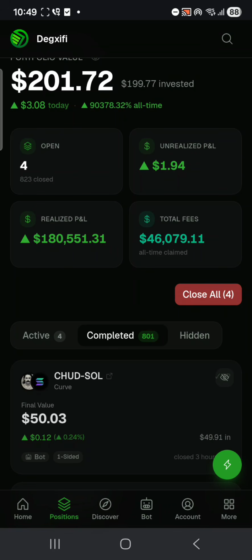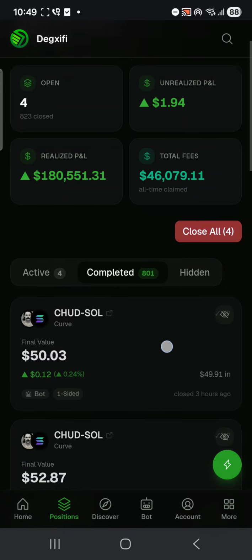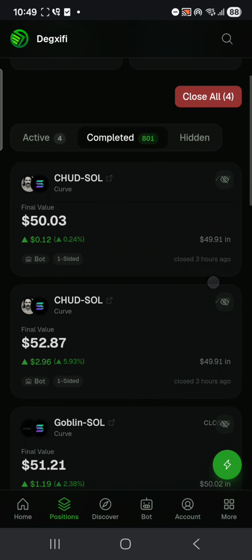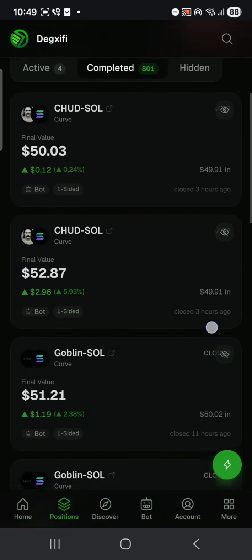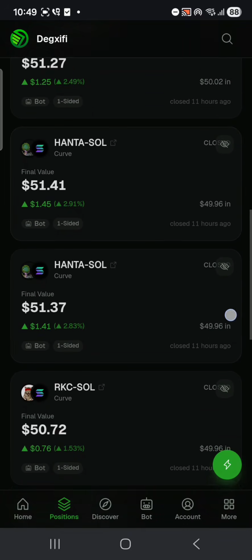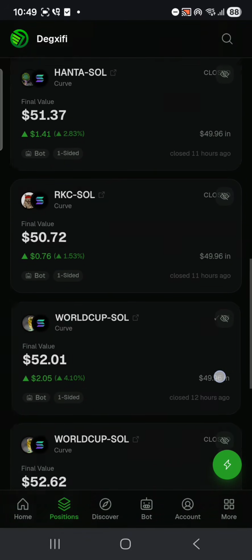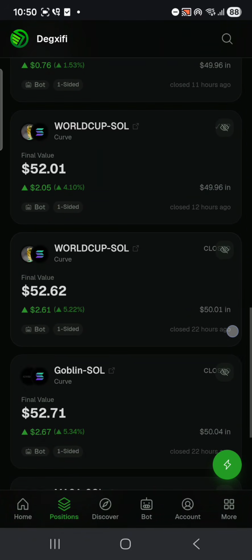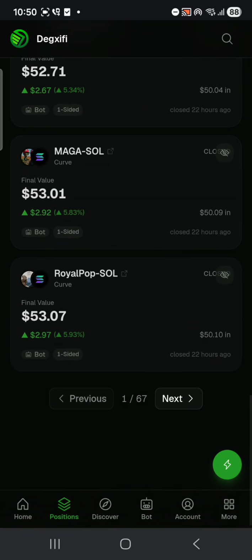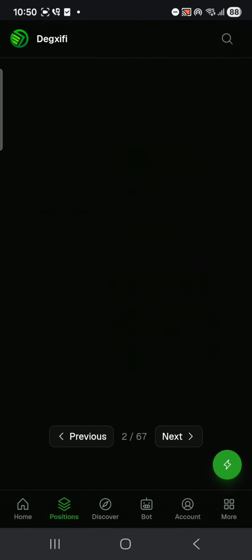And if I click on completed positions, as you can see here, this particular one I closed myself yesterday night. Okay, 3 hours ago, I think I closed it. This was 3 hours ago, midnight. You see it? This one 11 hours ago, 12 hours ago. You can see it consistently. This is just how it's printing. I can go to the next page.